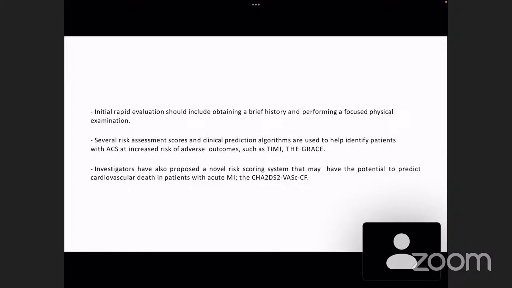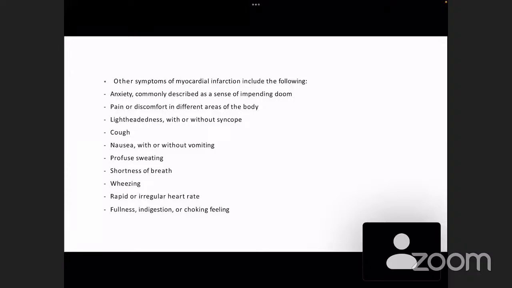severe risk assessment score, and clinical prediction algorithm, such as to predict in patients with ACS, the TIMI score and the GRACE. Investigators have also proposed novel risk scoring systems, such as CHADS2, CHA2DS2, and FAST-CF. Other symptoms of myocardial infarction include the following: anxiety, commonly described as a sense of impending doom, pain or discomfort, lightheadedness, cough, nausea, vomiting, profuse sweating, shortness of breath, wheezing, fullness, indigestion, or choking.